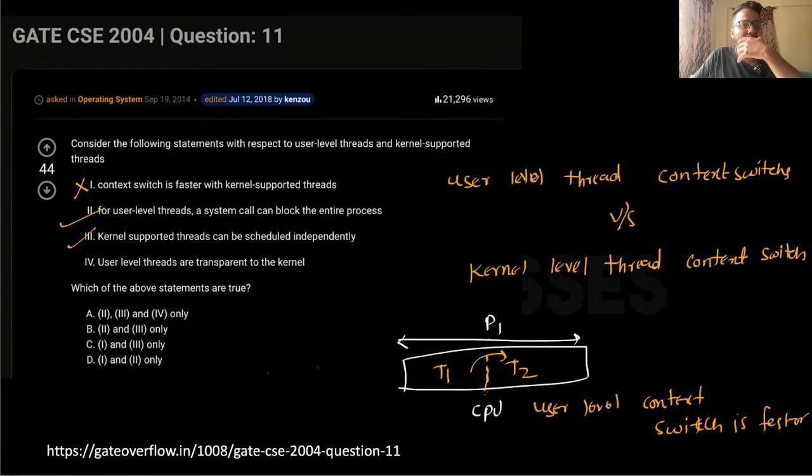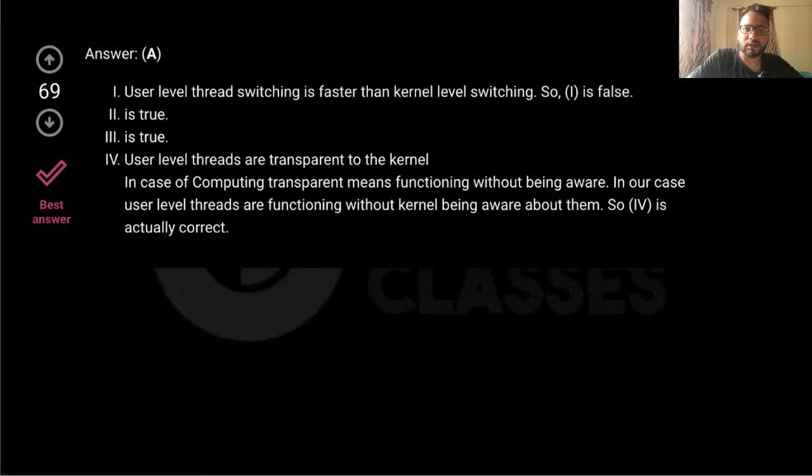So I think here "transparent" only means that the kernel is not aware of the user level threads. If that's the meaning, then it is also true. If transparent means that the kernel is not aware of the user level threads, then A is the answer. They are also saying user level threads are transparent to the kernel. In computing, transparent means functioning without being aware. If transparent means without being aware, then this is the answer, right?